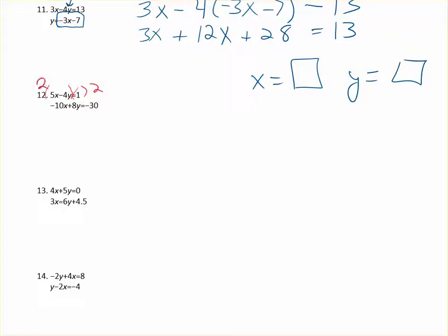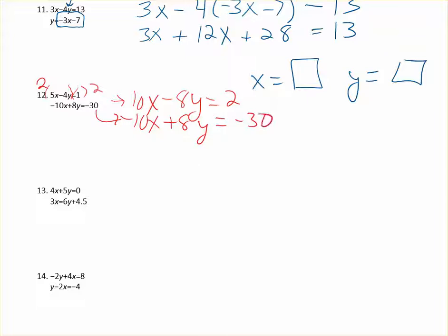And I'm doing that so that I can get my y terms to cancel. Because if I multiply everything by 2, I'd have negative 8y and a plus 8y. So everything on the top by 2 gives me 10x, and then I would have 2 times negative 4y is negative 8y, and then on the other side 2 times 1 is 2. And then I'm just going to rewrite the bottom equation below it. Negative 10x plus 8y equals negative 30.